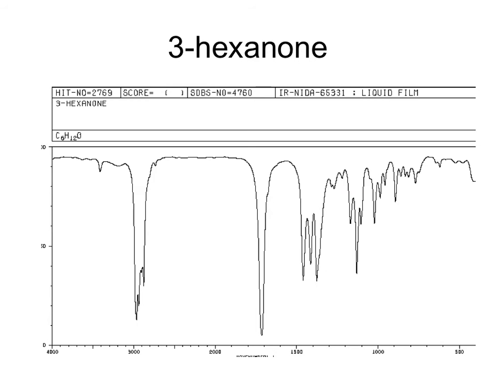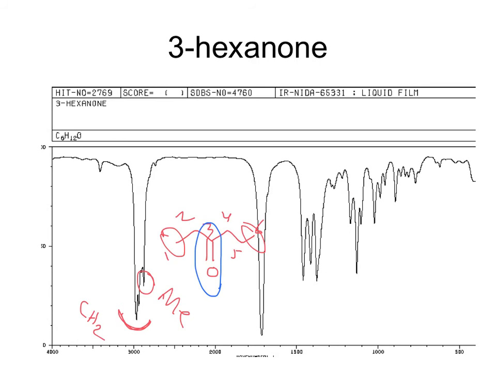Okay, so this is 3-hexanone. That would mean that the third position has a ketone. 1, 2, 3, 4, 5, and 6. And now if you had to assign which peak corresponds to what, you would say, well, you see the free methyl peaks. So that's right over here. That's the methyl. This segment here is going to be the CH2s. The C double bond O is going to be right over here. And that'll be it. That will be your 3-hexanone.